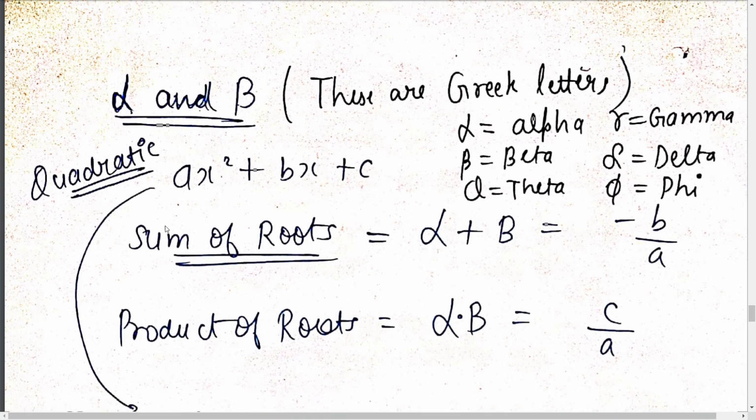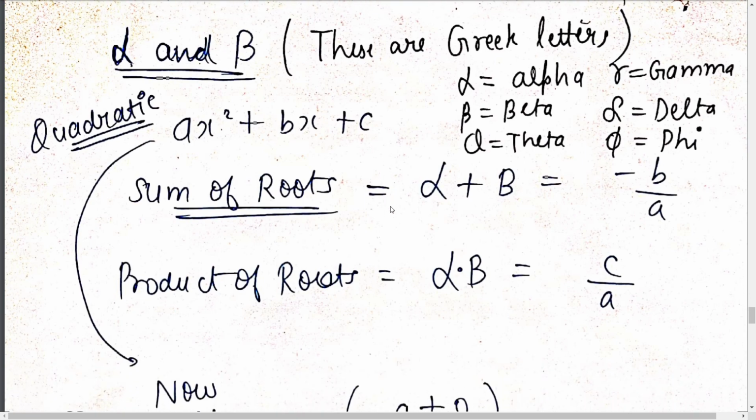So quadratic equation ax squared plus bx plus c, it has two roots at max, alpha and beta, as we saw, and minimum zero roots. So sum of roots is alpha plus beta and it is given by minus b upon a. Suppose b is 2 and a is 1, so sum of roots will be minus 2. Product of roots alpha into beta, it's given by c by a, right?